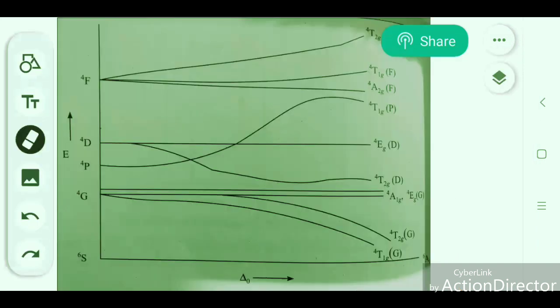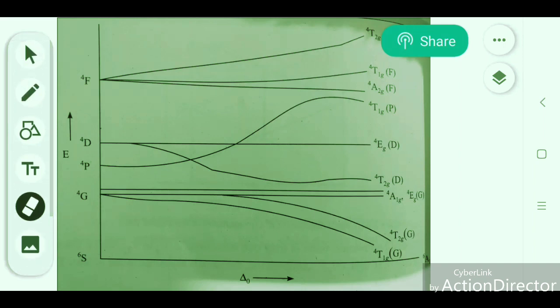So in case of D5 configuration, the ground state term is 6S. Because the ground state term is 6S, it has only one Mulliken term, that is 6A1g. The complexes of D5 configuration, weak field complexes, are also colored, although they have very faint color, like the complexes of Mn2+. They are very faint colored complexes, light pink color, but they have color.